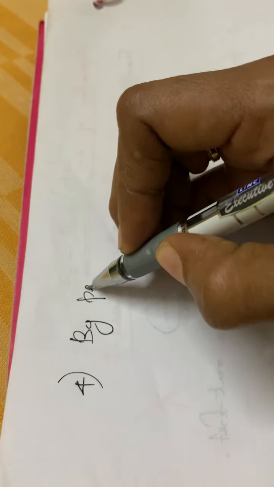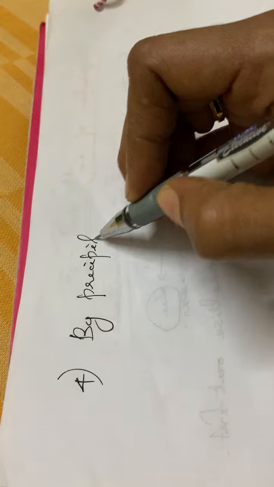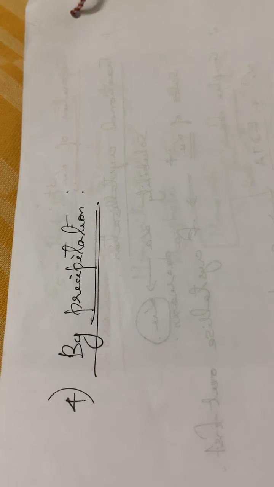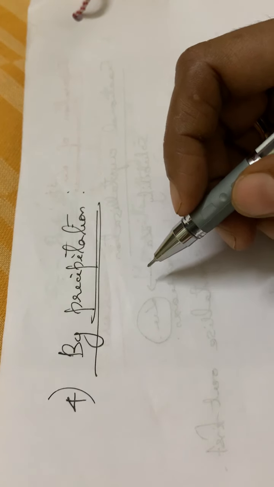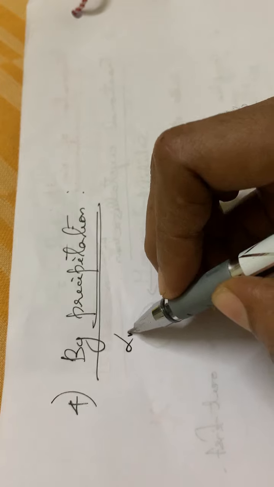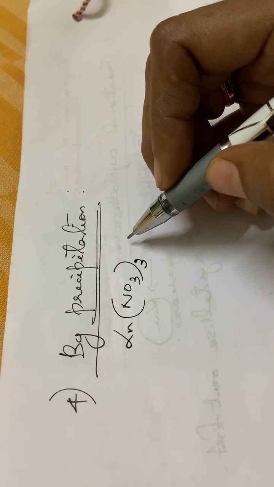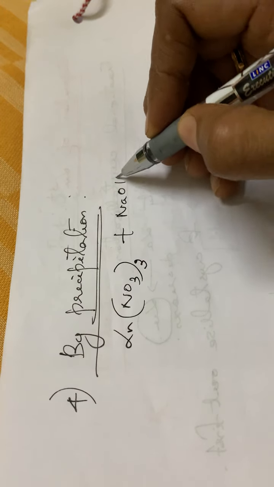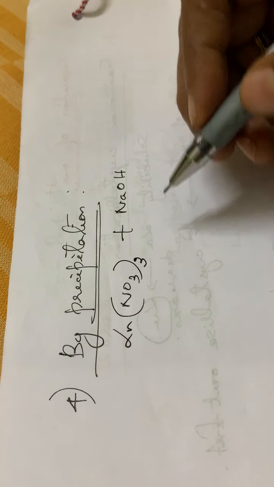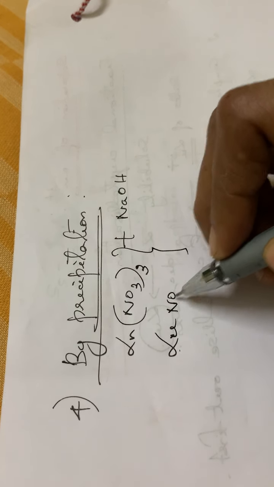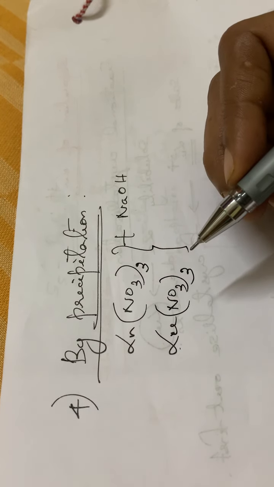The fourth one, by precipitation. See, for example, when lanthanum nitrate, La(NO3)3, is treated with sodium hydroxide, here we have a mixture of lanthanum nitrate as well as lutetium nitrate.